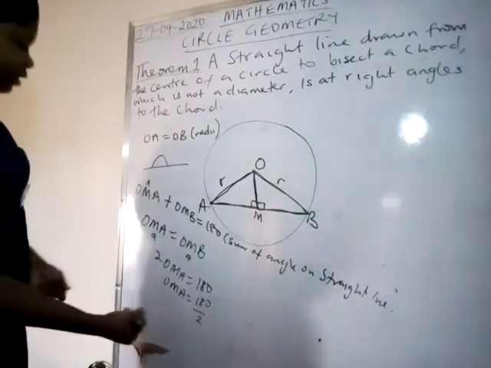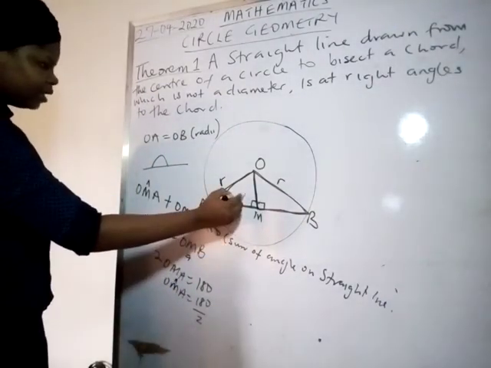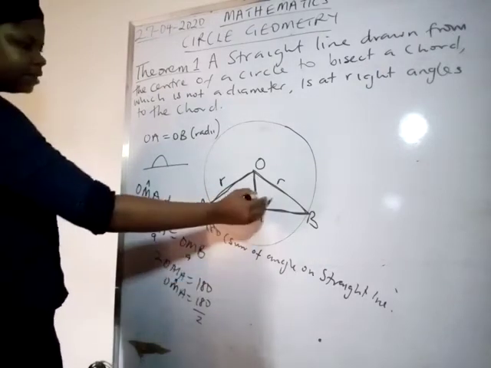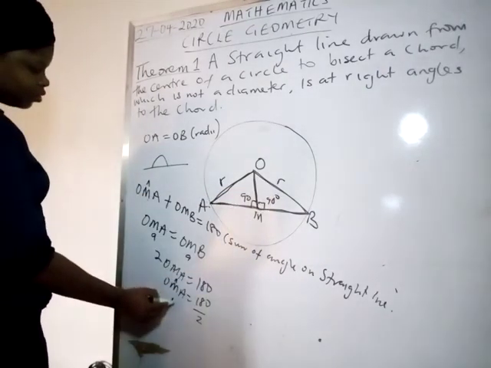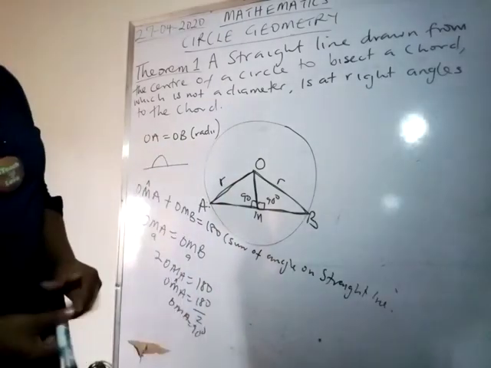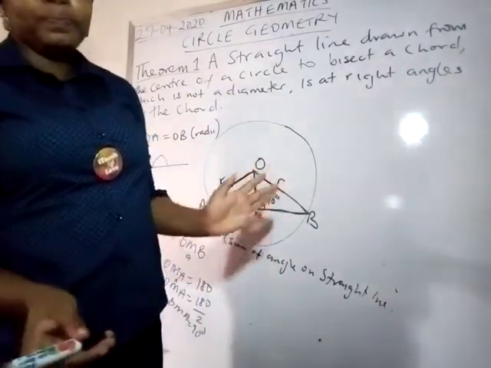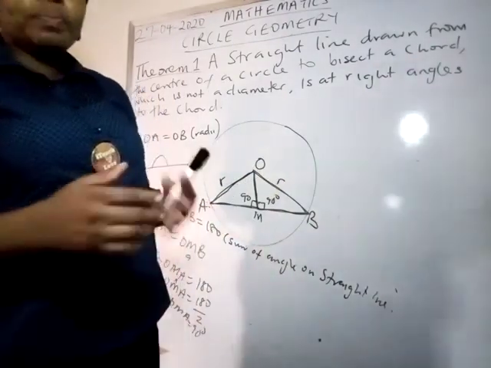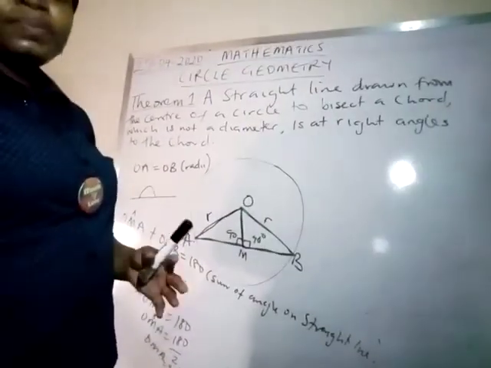So that shows that this angle here is 90 degrees. So that shows that OMA is 90 degrees. Do you get that now? So that's the analysis of the theorem. Are you getting my point? So we are going to pick questions. Let's pick questions.